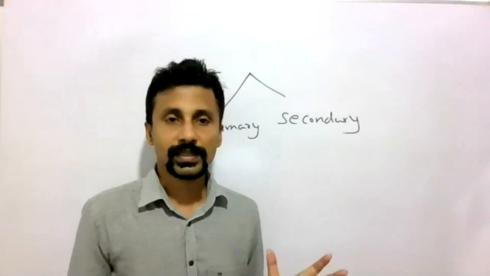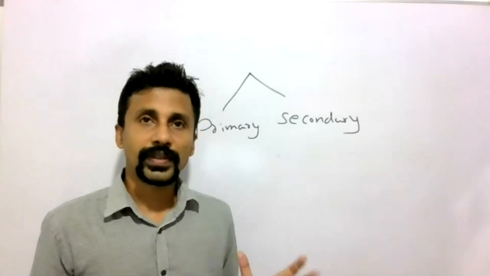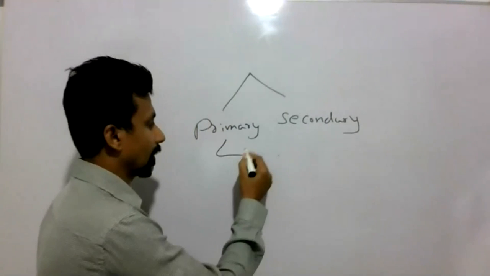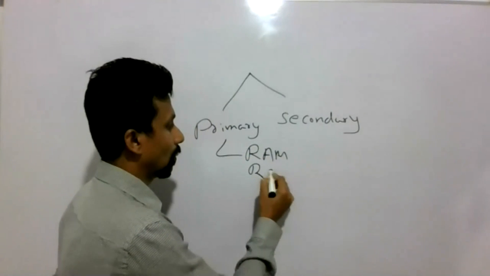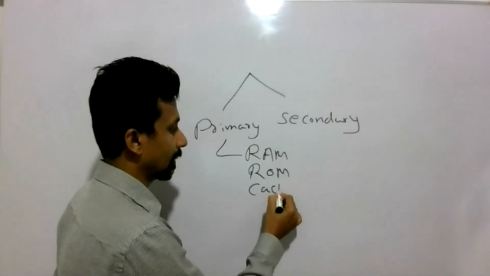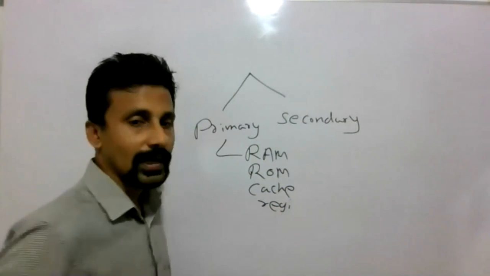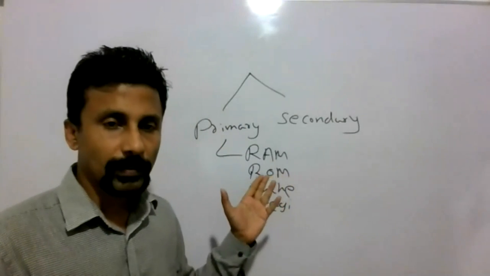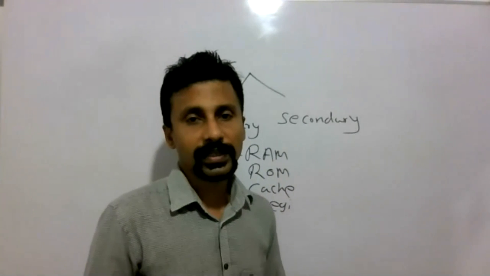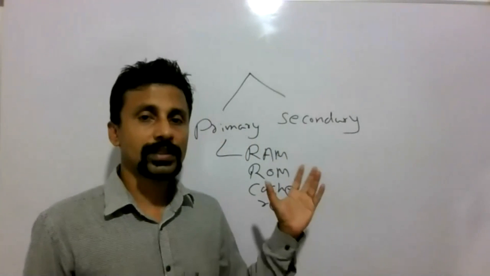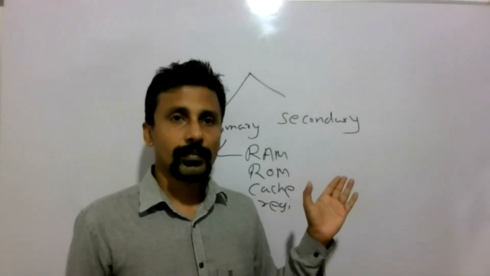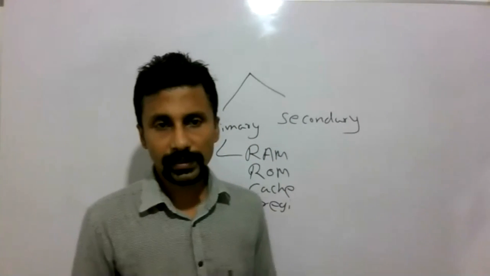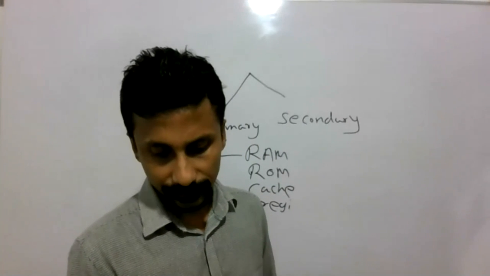Primary storage means it is within the computer. You have heard about this system: RAM, ROM, then cache memory, registers. So those are coming under primary. Secondary means it's a permanent memory, inside or outside the computer. Inside you have the hard disk, but outside you have CDs, DVDs, pen drives, magnetic tapes. Those stuff you can take as secondary storage.